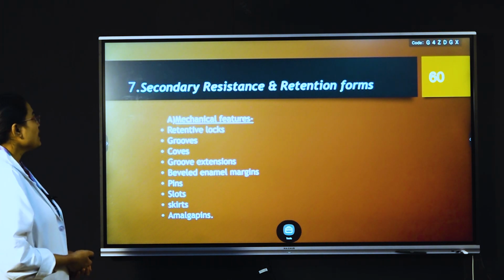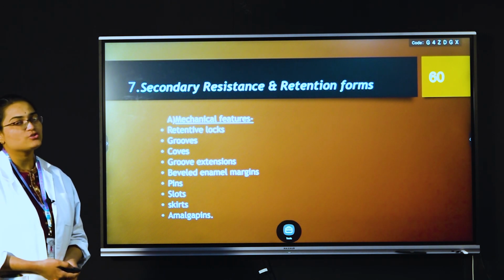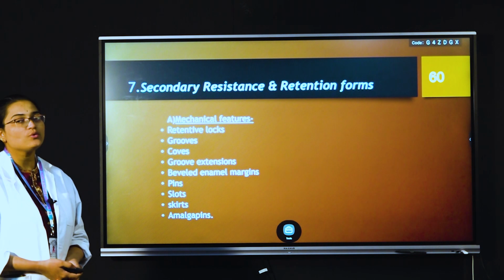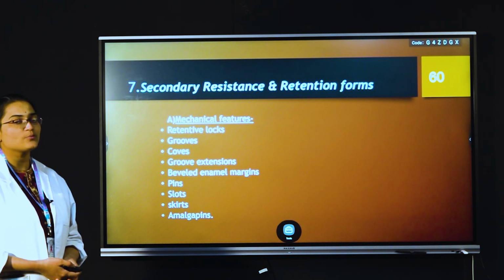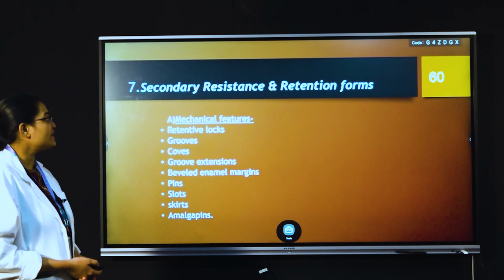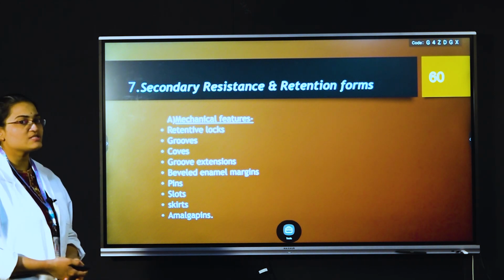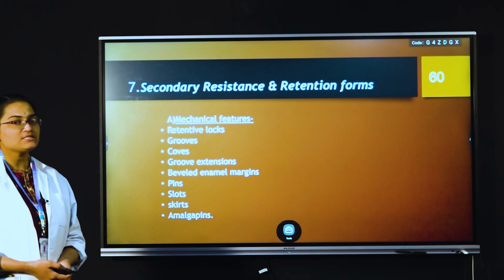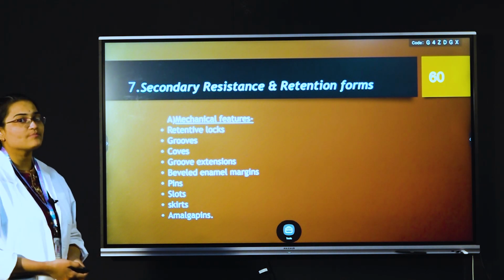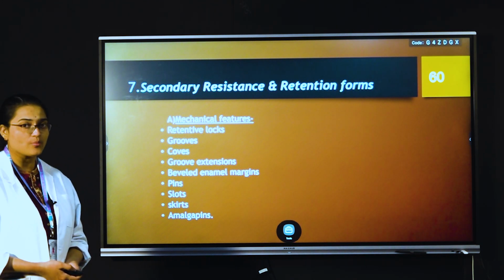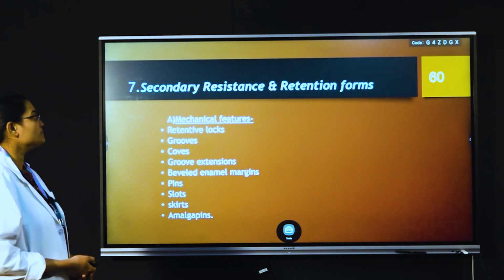Coming to the secondary resistance and retention forms, here we have included many other features to increase the retention and resistance form to the next level. For example, the mechanical features include the retentive locks, grooves, coves, skirts, groove extensions, beveled enamel margins, pins, slots and also amalgam pins. All these are secondary retention features, mechanical features which can be incorporated to increase the resistance form.